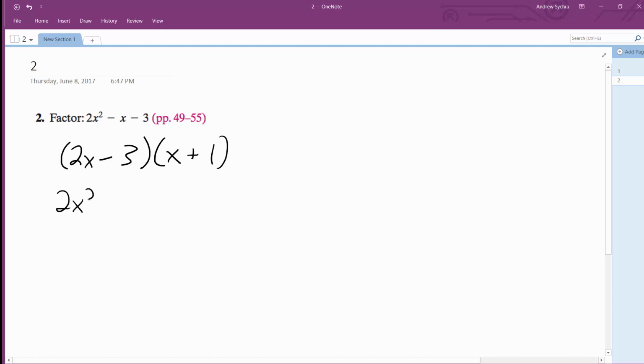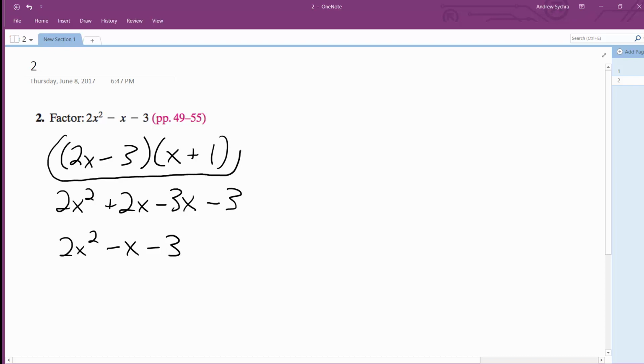So 2x squared plus 2x minus 3x minus 3. Finish this off. 2x squared minus x minus 3. And we get what we have in the beginning. So this proves that this is the factorization.